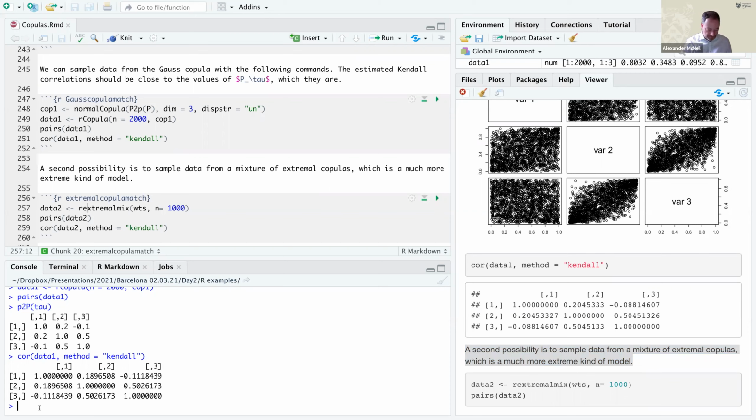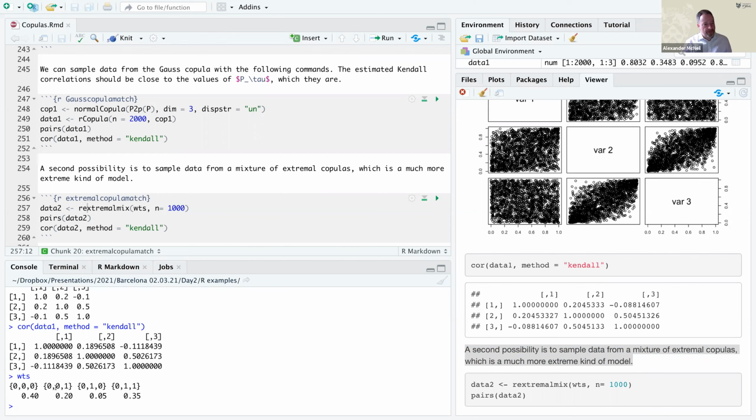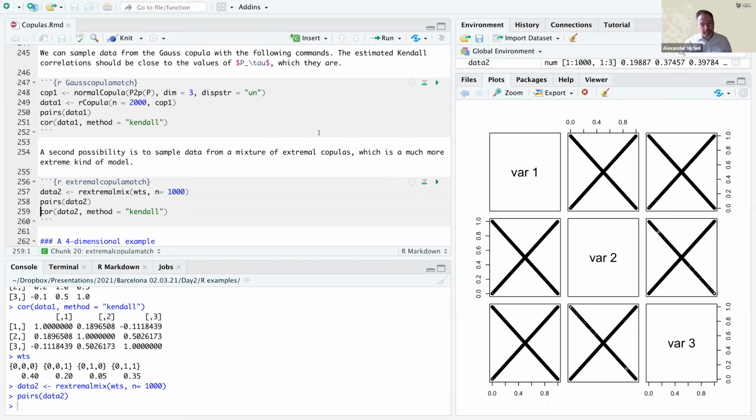If I take my weights, these are my weights, what it's going to do with probability 0.4 is take a point from the first extremal copula. With probability 0.2, it's going to take a point from the second, the third, the fourth. So it's going to mix these 4 copulas. And if I do that, I get this kind of data. It's always going to be cross-shaped because these data are on diagonals of the 3-dimensional cube. So if we take a 2-dimensional section, we see a cross.